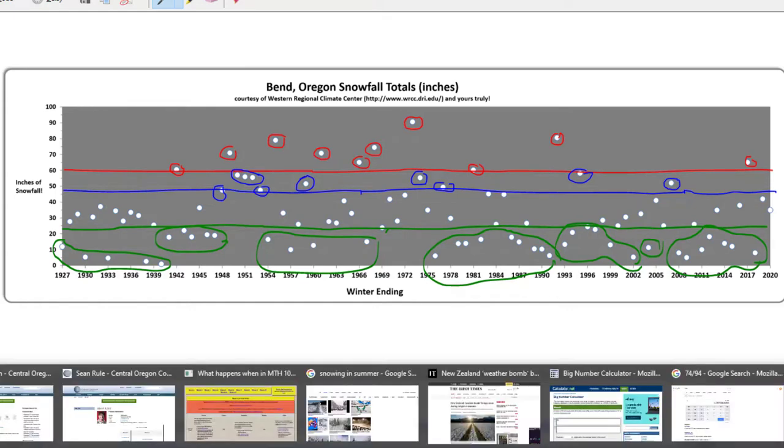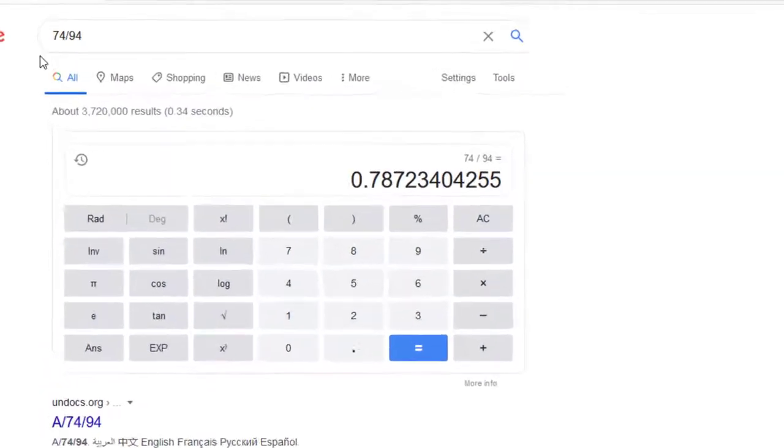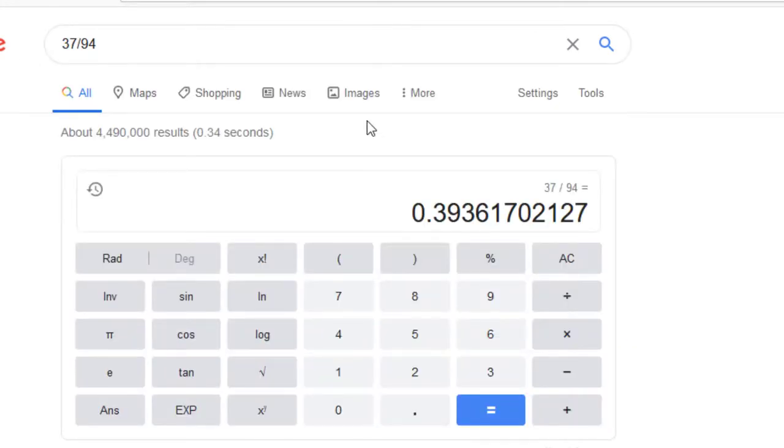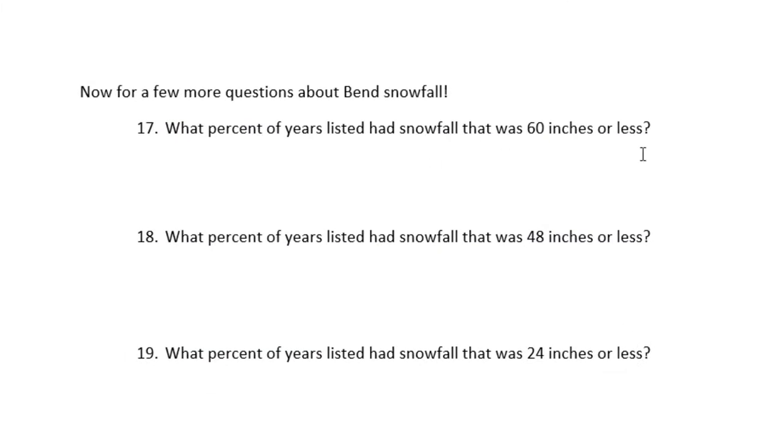37 of the years. We go back to Google. We change it to 37. 37, a little bit less than a half there. Yep, 40%. Oh, 39%. 39%. Okay, so looking back to our notes, we had about, was it 89% for 60 inches or less? And the last one we did, 39%. Okay. So there's the numbers we were looking for here. I'll make them bold and stand out here.